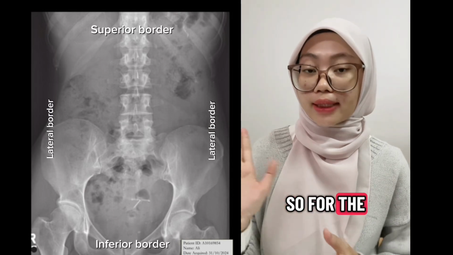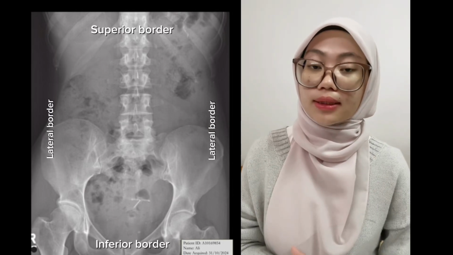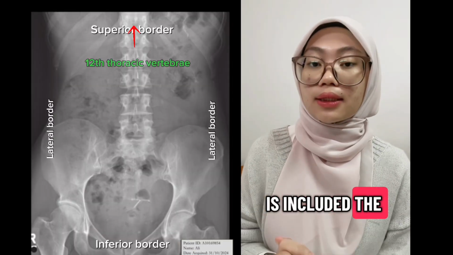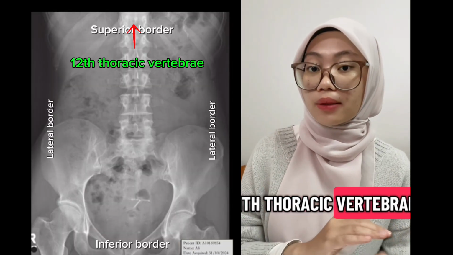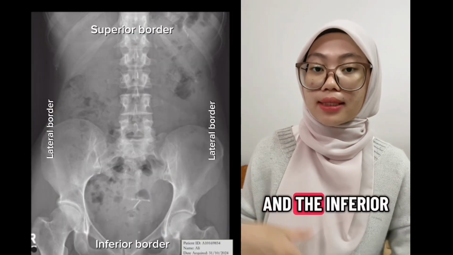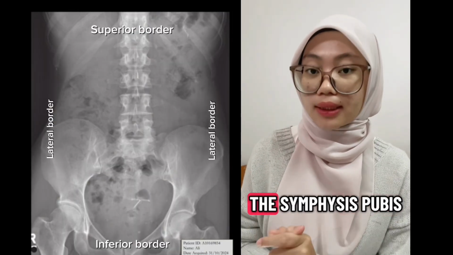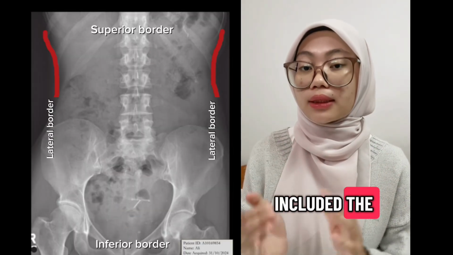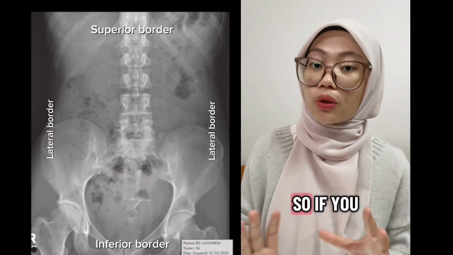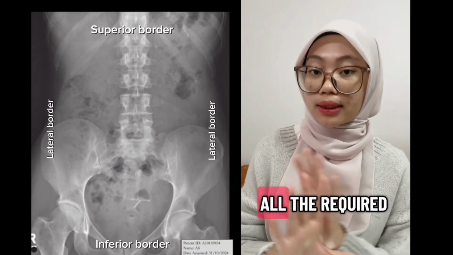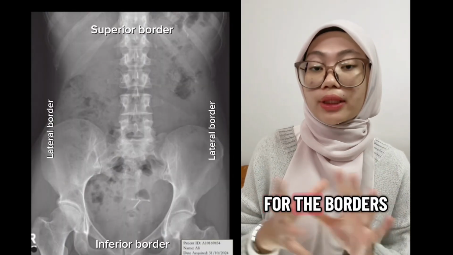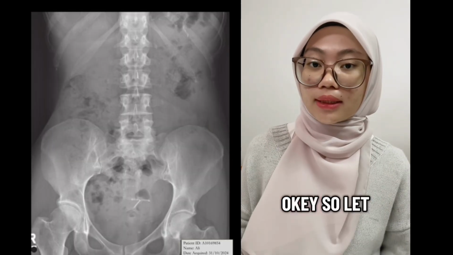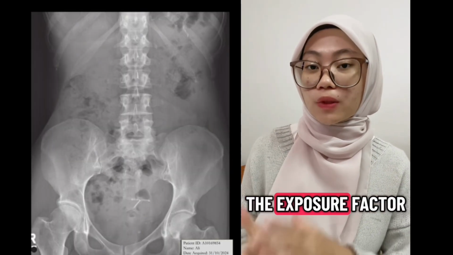For the epi-abdominal projection, the superior border includes the 11th thoracic vertebra spinous process, the inferior border includes the symphysis pubis, and the lateral border includes the lateral skin margin. So if you can see here, all the required structures for the borders are present on the image. Okay, so let us move to the exposure factor.